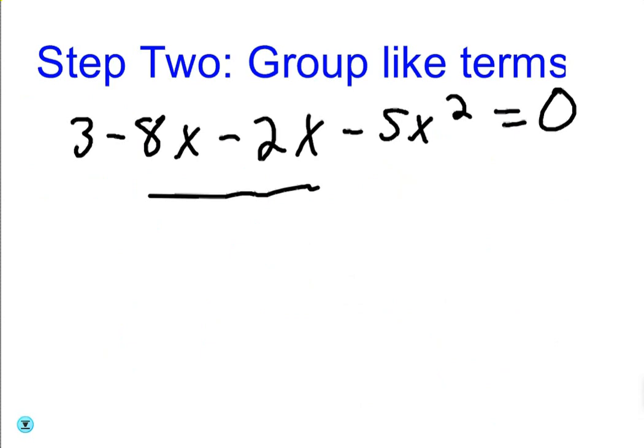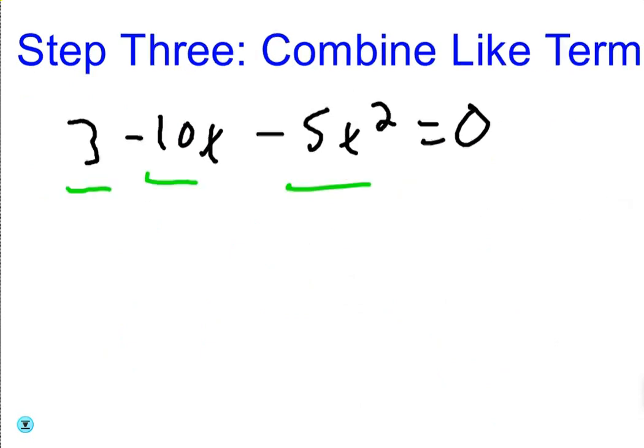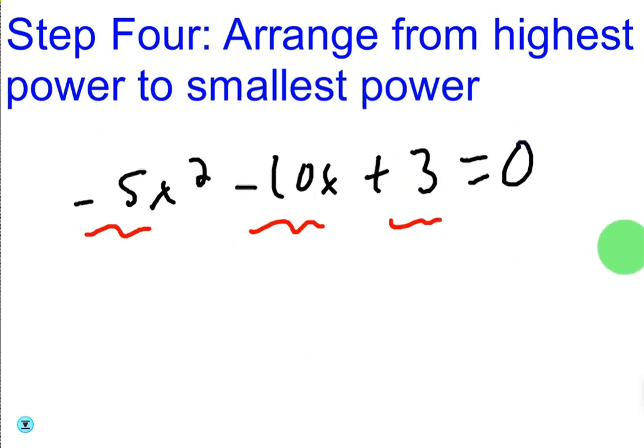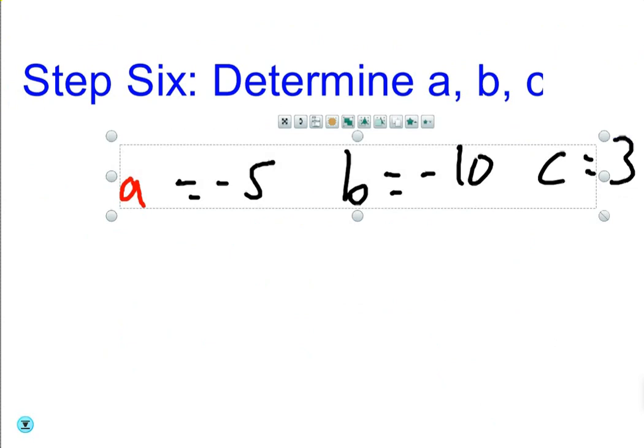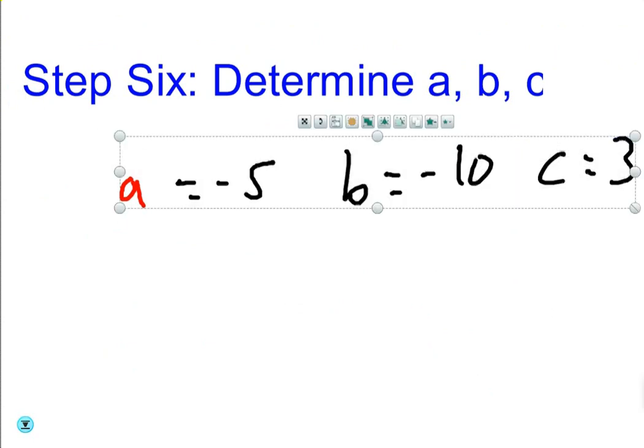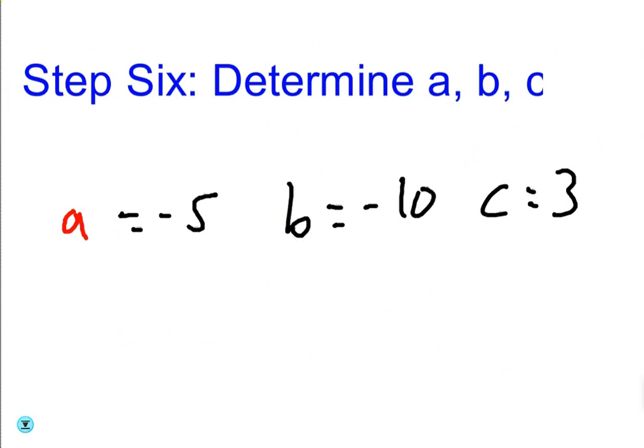I'm going to group the like terms and then combine them to minus 10x, and then rearrange them so that this comes first, that comes second, and that comes third. You don't technically have to. You could see that this is A, B, and C. It's just more consistent if you do it that way. So it would be negative 5x squared minus 10x plus 3. So there's your A, there's your B, there's your C. A is negative 5, B is negative 10, C is 3.